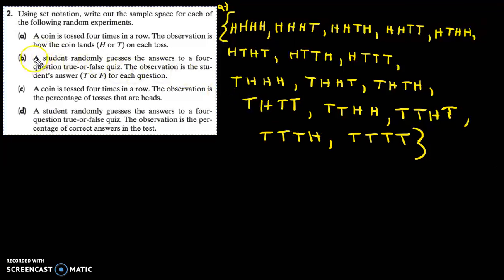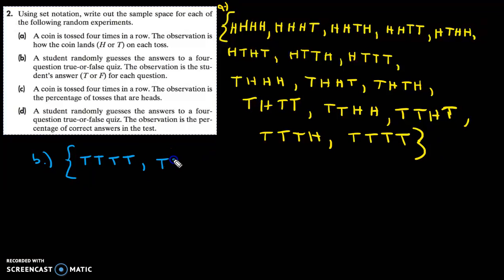All right, so part B. A student randomly guesses answers to 4 true or false questions. The observation is the student's answer, T or F, for each question. Okay, so what could happen? Let's say they could put, I don't know, true on everything.